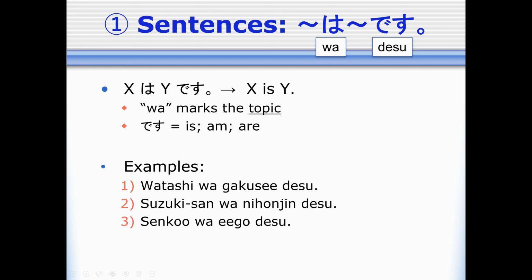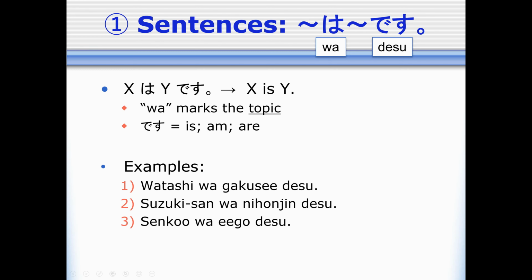So, X wa Y desu. X is Y. So, what does this wa actually mean? Wa is a new kind of word, a category of word we have in Japanese and other Asian languages called a particle. A particle is a short little word, usually only 1 or 2 hiragana, that tells us how the words in the sentence relate to one another. In this case, wa is a particle that tells us the topic of the sentence.